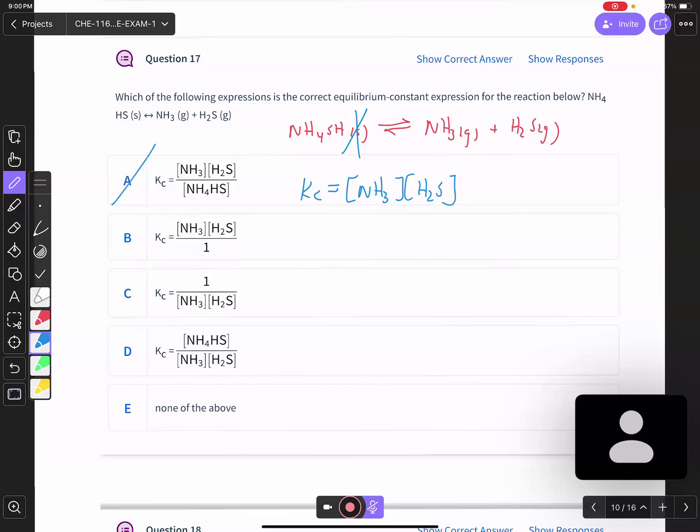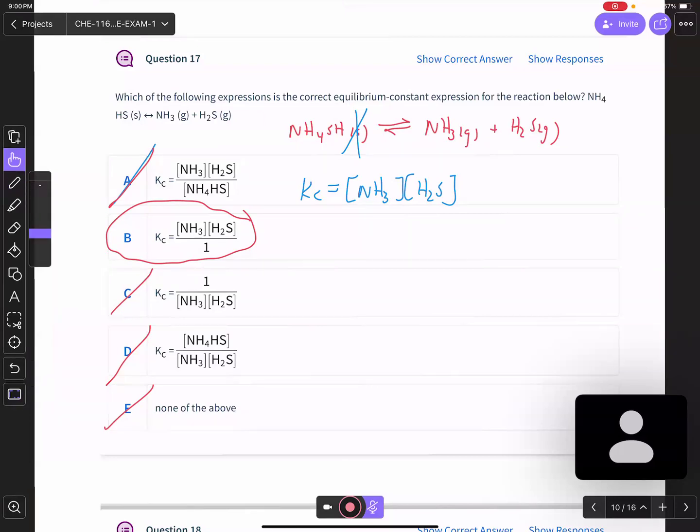So it's not A, right? It's not C, it's not D, it's not E. So none of the above for question 17. And then we'll use this to answer question 18.